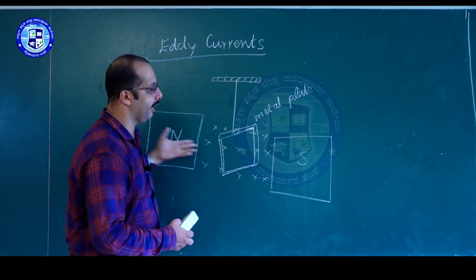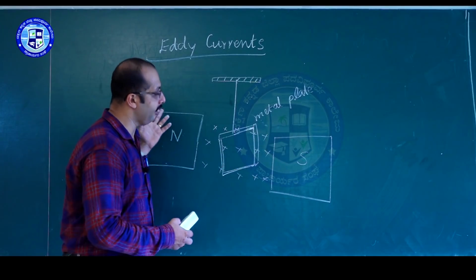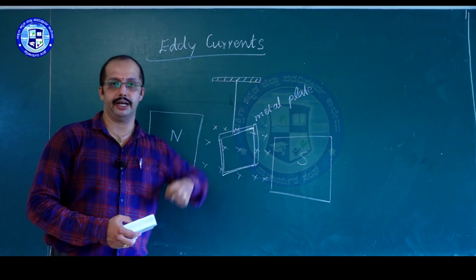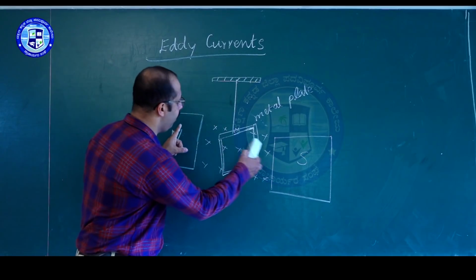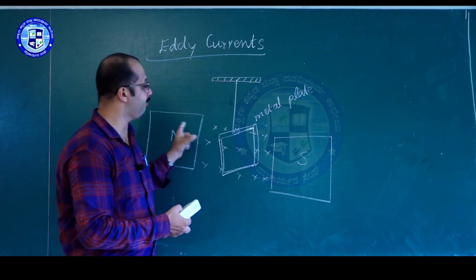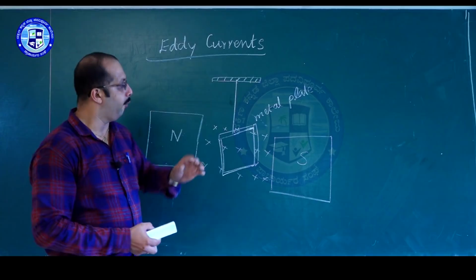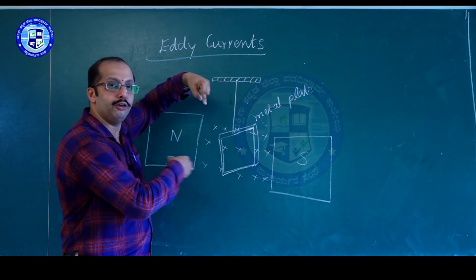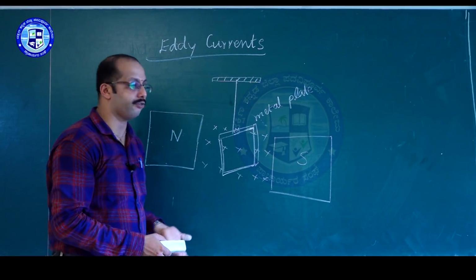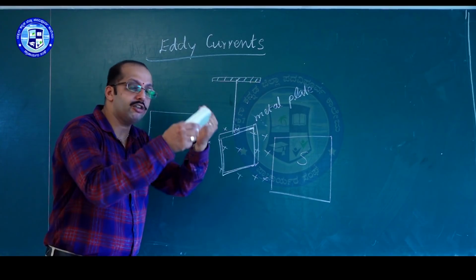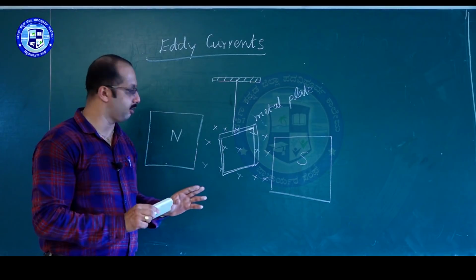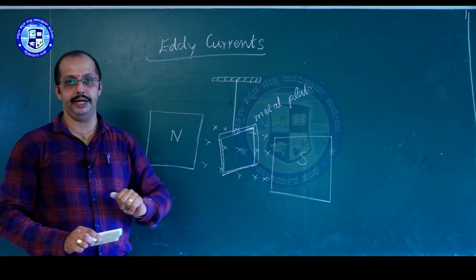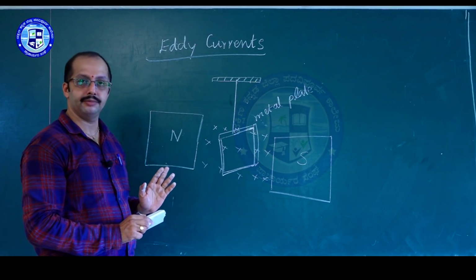So the metal plate is hanging in between the two pole pieces of the magnet. That means there is a uniform magnetic field considered. When the metal plate is hanging in the uniform magnetic field, what happens? There is a change in the magnetic flux, or field lines, linked with the conducting metal plate.